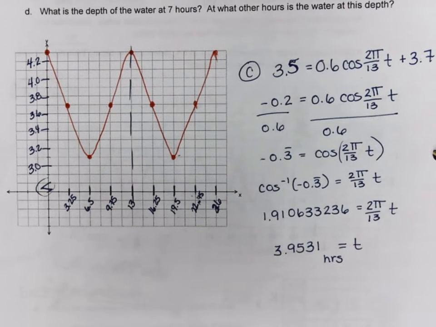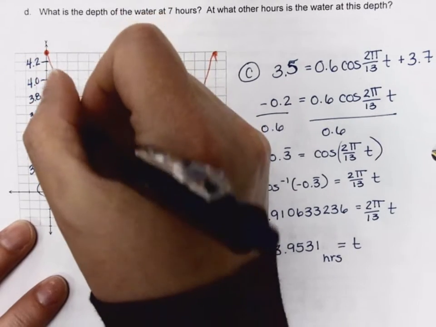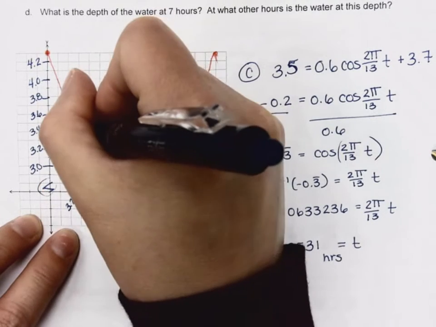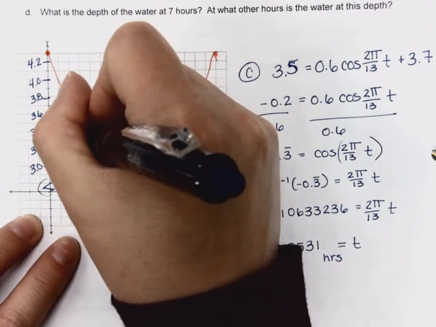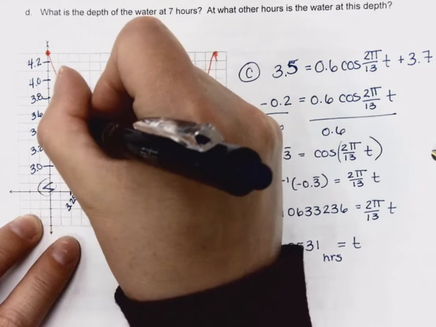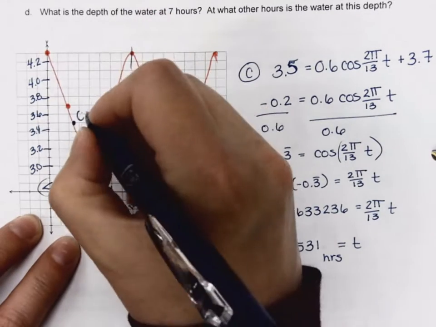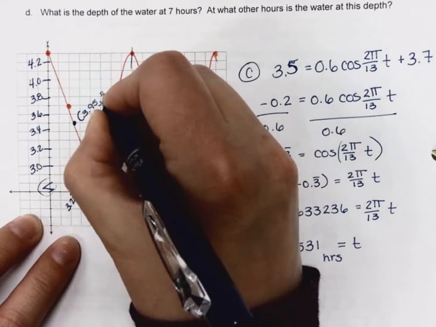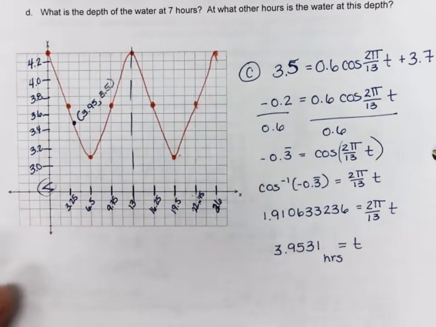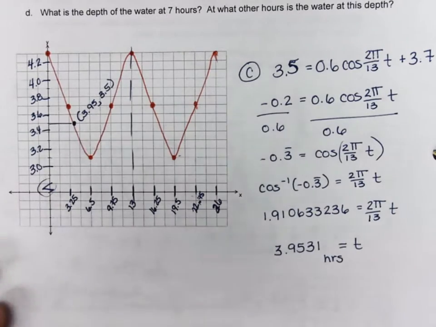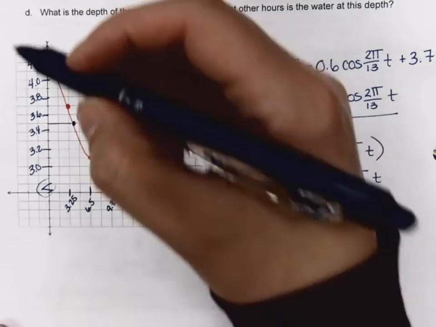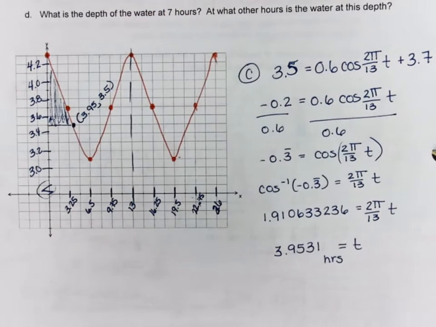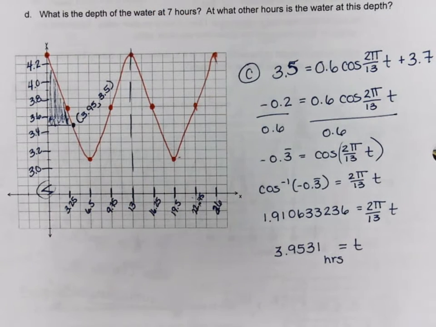Okay, so all we found was that the point is going to be about right there. So at 3.95, you're going to be at a depth of 3.5 meters. So we know that it can safely dock at a minimum of that, and that includes values above it. It can't dock in 3.4 meters of water, right?